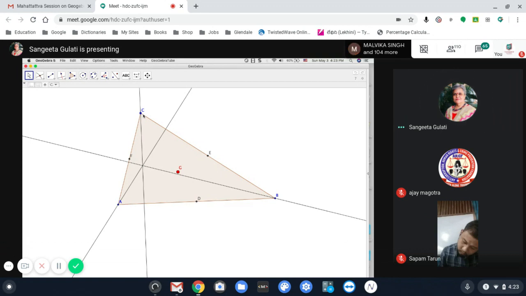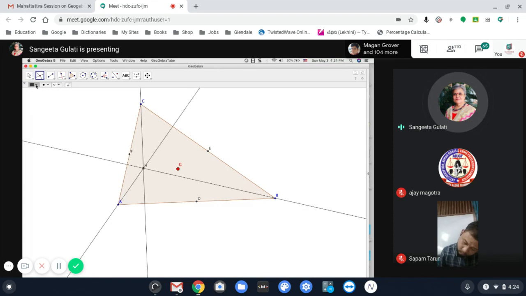So now the questions that you can ask children. Do you think this point H will always be inside the triangle? So the point of concurrency, which we call the orthocenter of a triangle, will it always lie in the interior of the triangle? So you can move the vertices a number of times and ask them, oh, what happened? Where did the point go?